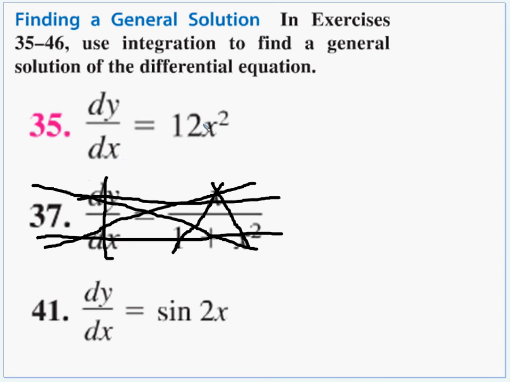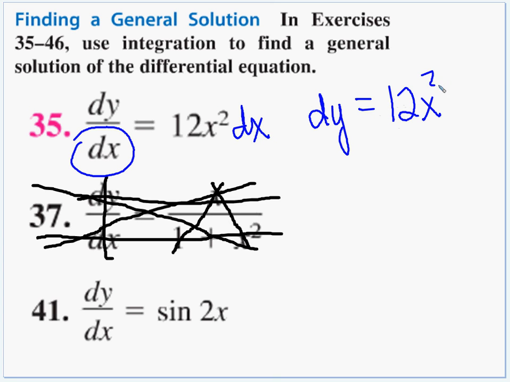We want the dx's to be together with the x's. X's and dx's go well together, so do y's and dy's. So here, if we just multiply both sides by dx, the dx now appears on the other side. So we get dy is equal to 12x squared dx. Now we're going to do the same operation to both sides here. We're going to antiderive.